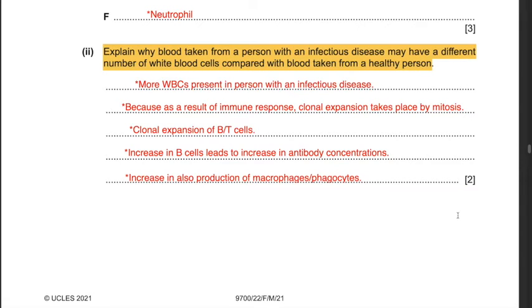If there is an increase in B cells, it could lead to an increase in antibody concentrations, or you could also mention that there could be a possibility of an increase in macrophages. So those are possible points why blood taken from a person with an infectious disease may have different number of white blood cells.